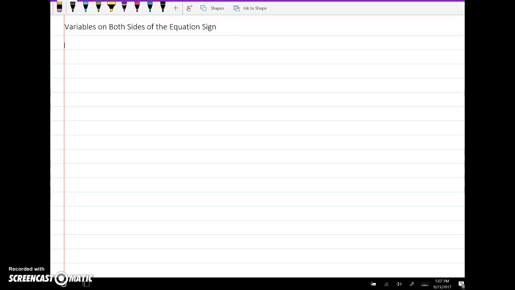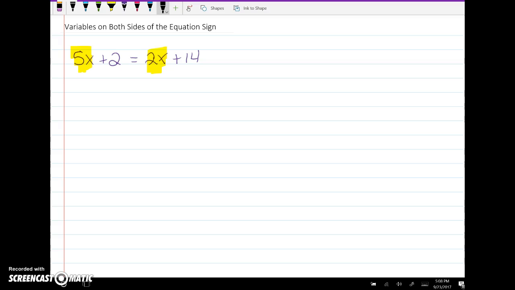Today we're going to be working with variables on both sides of an equation sign. What that means is we have a variable on both sides of the equal sign. For example, 5x plus 2 equals 2x plus 14. As you can see here, there's a variable on this side and a variable on this side. So we have to work on actually combining those two variables.